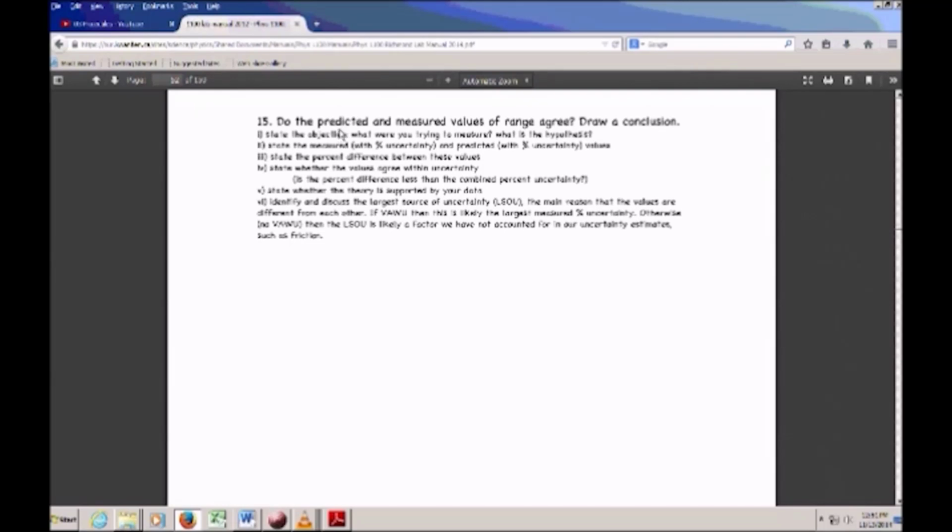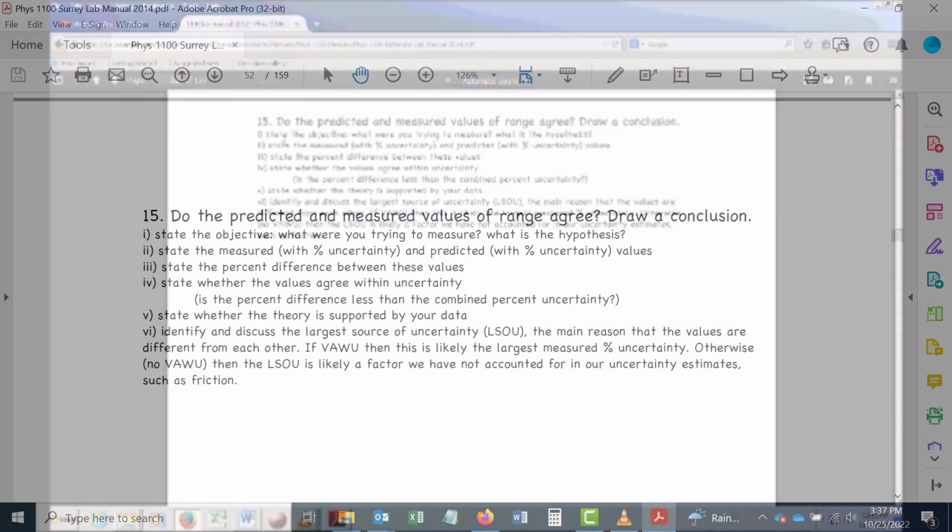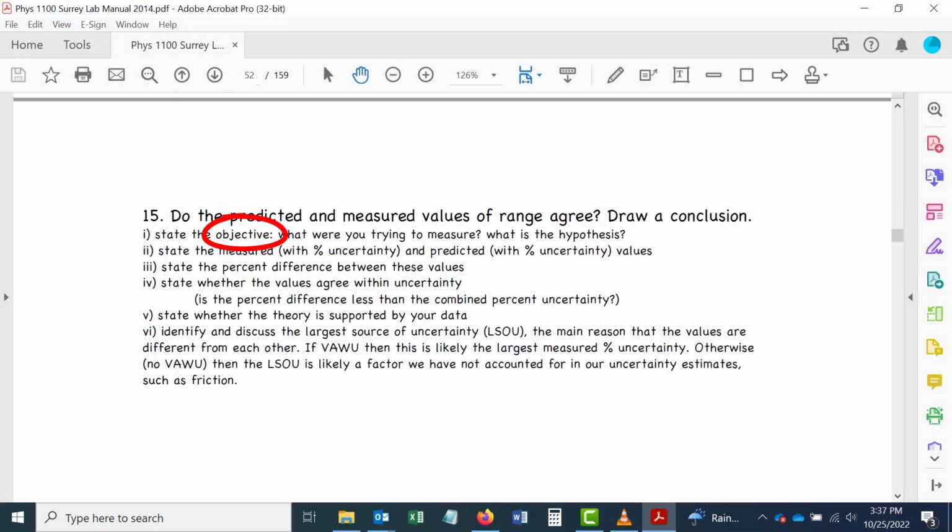Remember that your conclusion consists of answering all of these points in your bullet list. State the objective: what were you trying to measure? In this case, it was the horizontal range of the car. What's the hypothesis? Basically that the measured value is going to agree within uncertainty with the value that we calculated. State the measured values and the predicted values with their uncertainties in units. State your percent difference that you just calculated, and then say whether your values agree within uncertainty. So is your percent difference smaller than the sum of the two uncertainties?